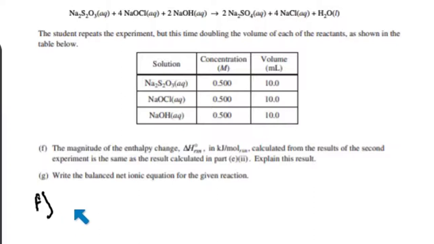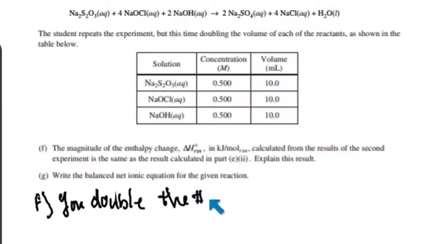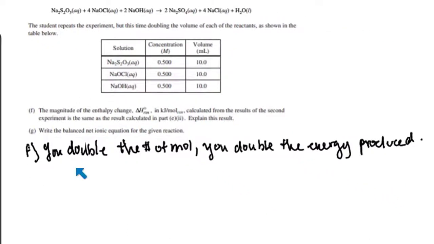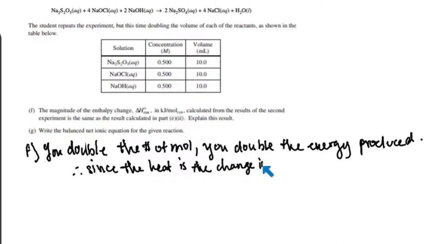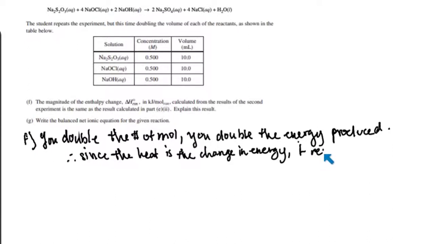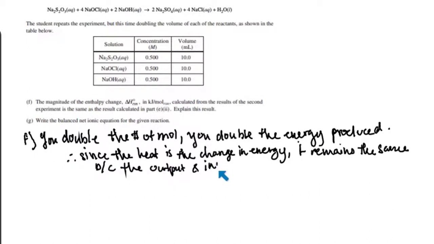So what you could say is that when you double the number of moles, you double the energy produced. Therefore, since the heat is the change in energy, it remains the same because the output and input were doubled.